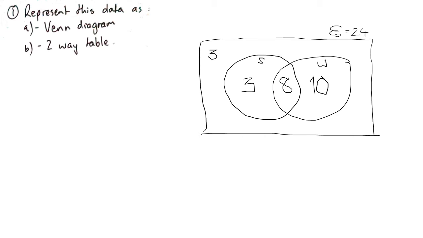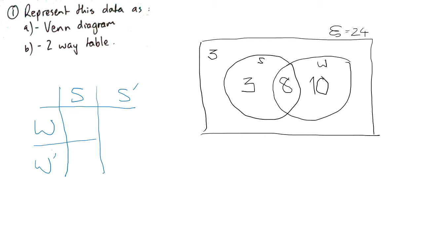Then we're going to represent that in a two-way table. Remember, with a two-way table, we're talking about our 2 sets, but we're thinking about students who got snakes and students who did not get snakes on one axis, and students who got wasps and students who did not get wasps on the other axis. And then we're just going to fill our table in.